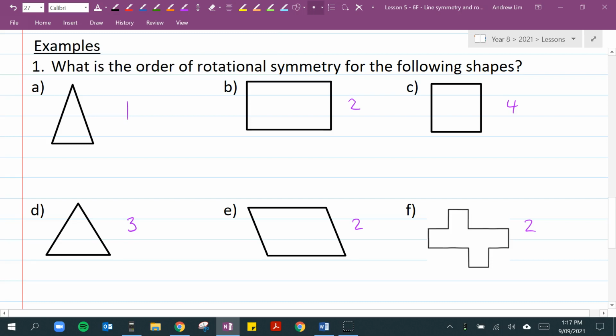Right, so now you know how to find and determine how many lines of symmetry a shape has and what order of rotational symmetry a shape has.